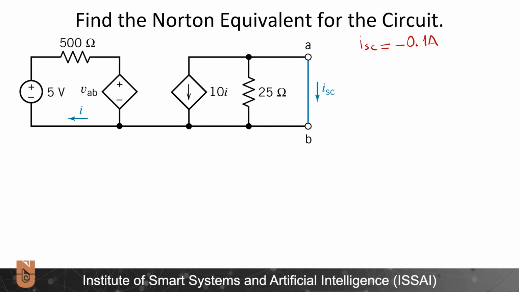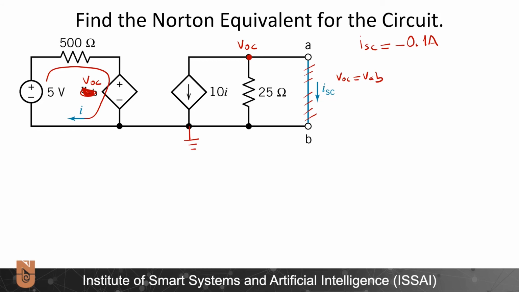Now I want to find V open circuit, and for that I will cut this connection. V open circuit will be equal to VAB. In other words, I can remove VAB and write V open circuit here as well. If I assume that this bottom node is the reference node, I will have V open circuit at this point as well. Now, here the current I is flowing over this loop.